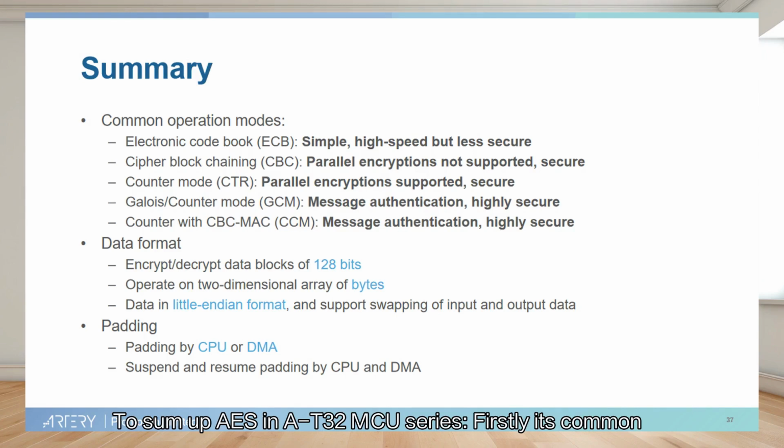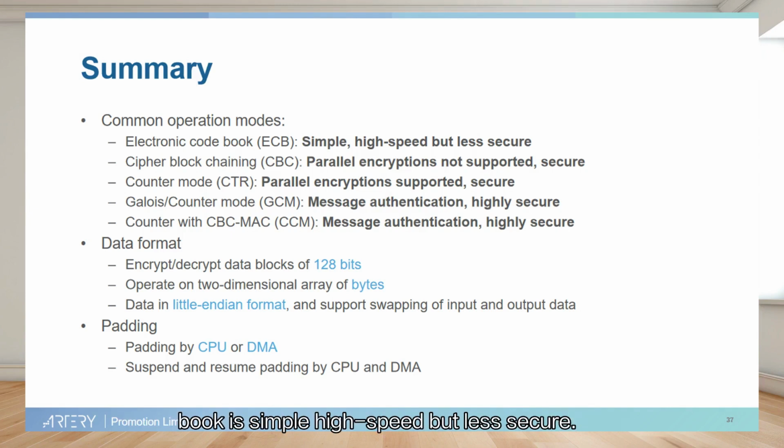Summary. To sum up, AES in the AT32 MCU series, firstly, its common operation modes include ECB, short for Electronic Codebook, is simple, high-speed but less secure. CBC, short for cipher block chaining, is secure but does not support encryption in parallel. CTR, short for counter mode, is highly secure and supports encryption in parallel. GCM, short for Galois counter mode, is highly secure with message authentication. CCM, short for counter with CBC-MAC, is highly secure with message authentication.